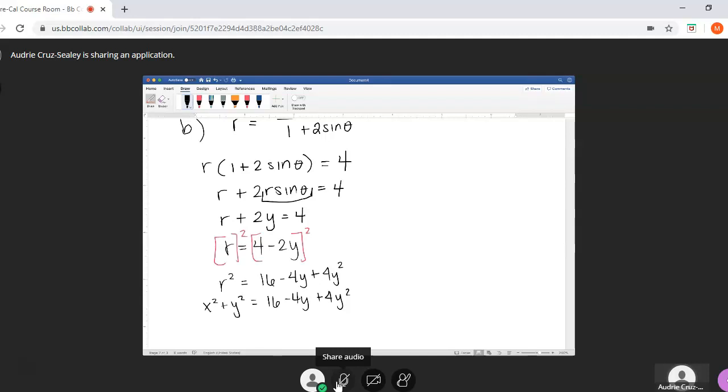And since this is not linear, I'm just going to go ahead and move everything over to one side. Because when you solve something, you want to set it equal to 0. So I would have x squared minus 3y squared plus 4y minus 16 equals 0. And there's my answer.